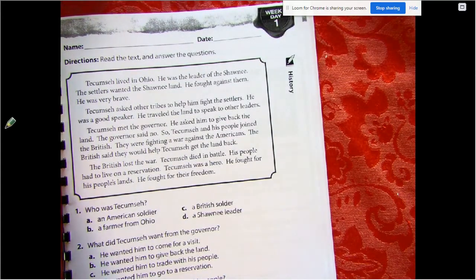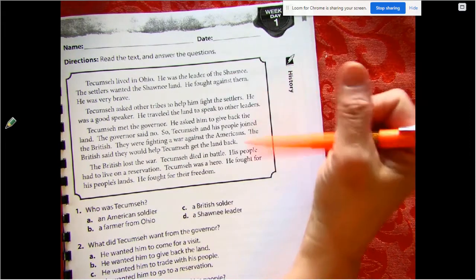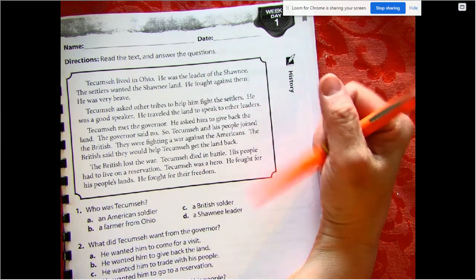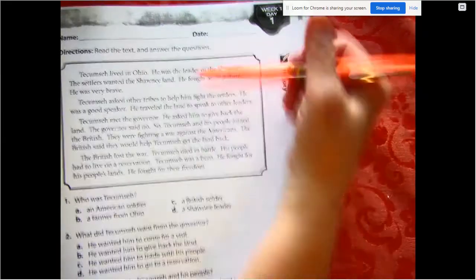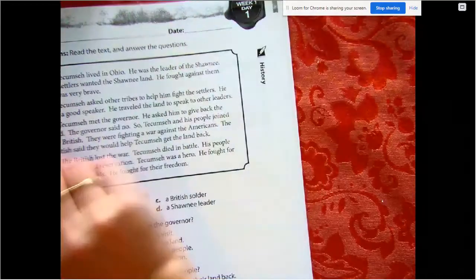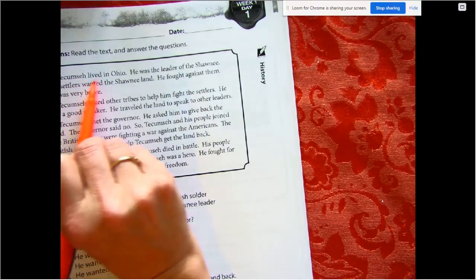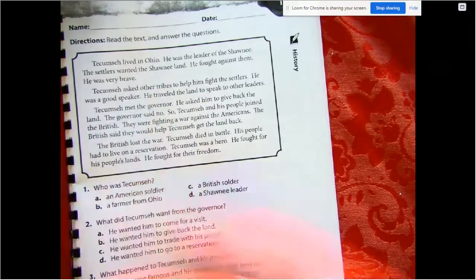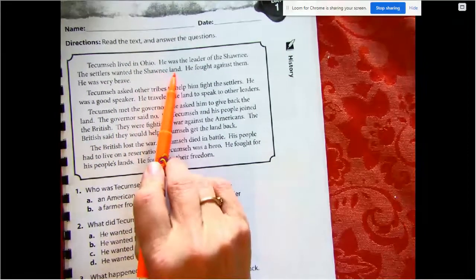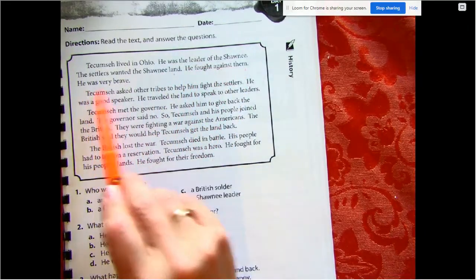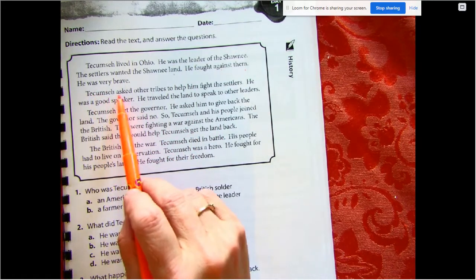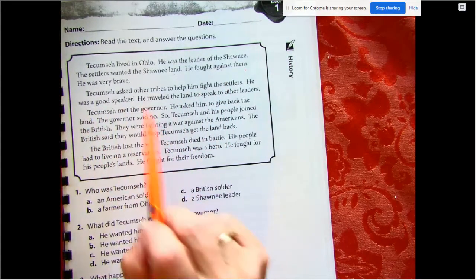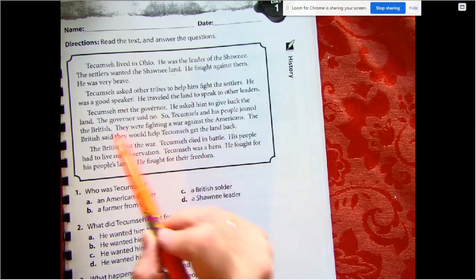All right, we're going to talk about some people that were part of a Native American tribe that lived in America, and let's learn a little bit about them. Okay. Tecumseh lived in Ohio. He was the leader of the Shawnee. The settlers wanted the Shawnee land. He fought against them. He was very brave. Tecumseh asked other tribes to help him fight the settlers. He was a good speaker. He traveled the land to speak to other leaders.